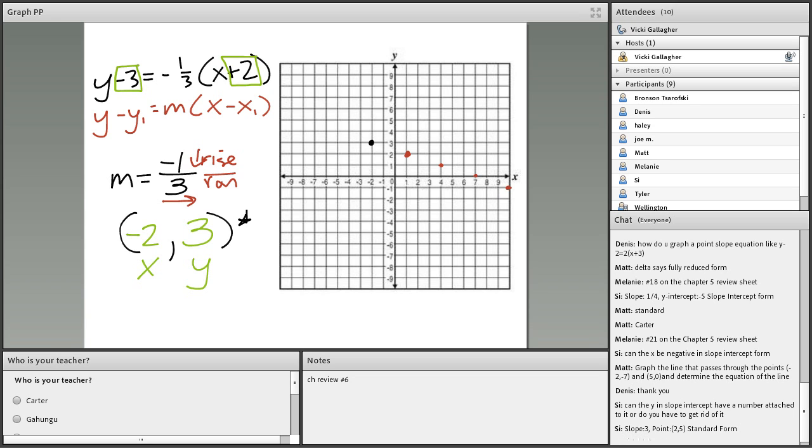If you want to give the negative to the bottom number, that will make the top number positive. That would mean rise up 1 and left 3, up and left. And notice when I connect these dots that my line is going in a downward motion. That's good. When your slope is negative, you want your line to go down. That was number 21 on the Chapter 5 review.